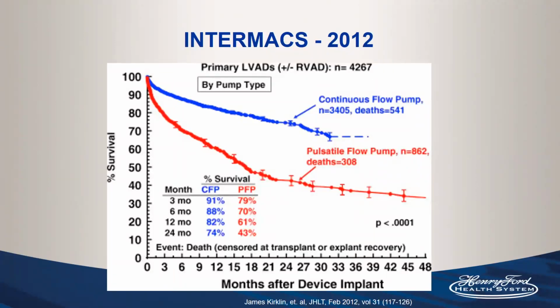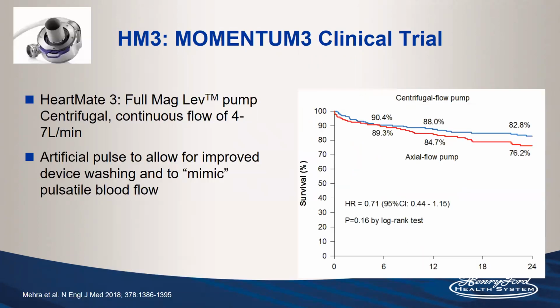The pulsatile pump was the XVE, and the continuous was HeartMate 2, but we're showing that the survival for patients on these durable VADs has continued to increase. And right now, our survival at 3 years is the same for transplant and LVAD. Here you can see the centrifugal is the HeartMate 3, the axial is HeartMate 2, so we continue to improve the survival for these patients.